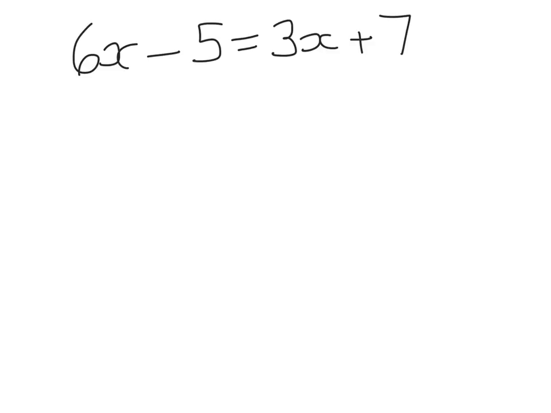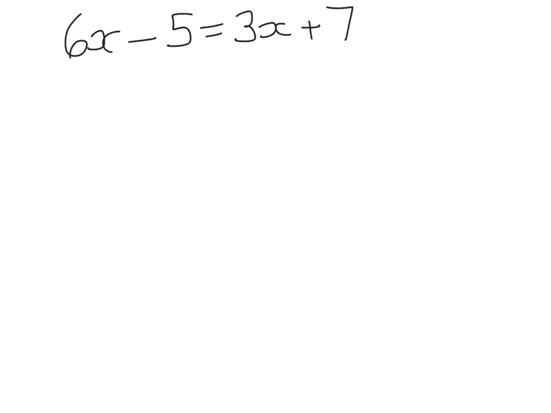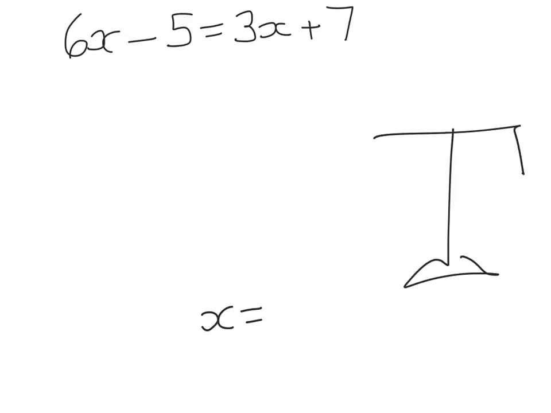Alright, we're going to have another example now. Let's see if we can figure out how to do this a little bit quicker. So again, because we're solving, we know we're going to end up with x equals. If I had my scales again, I've got 6x take away 5 this side, and this side I've got 3x plus 7. That's my scale, so I know they're equal to each other.